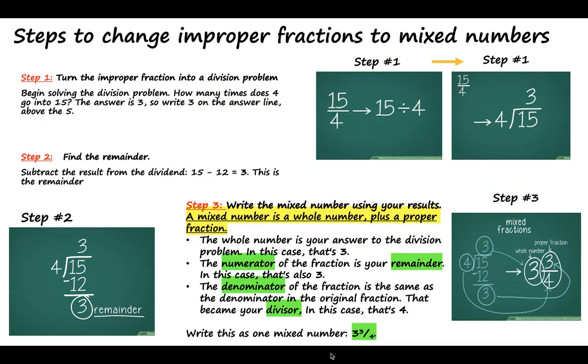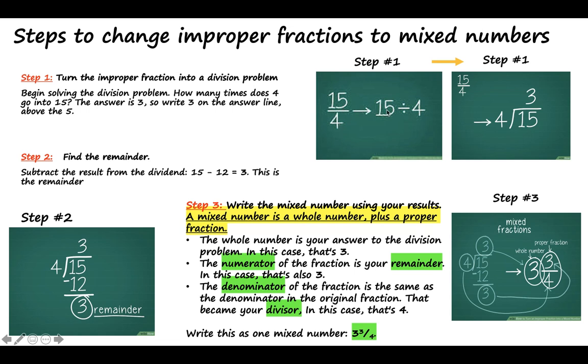So here are the steps. And I know it looks a little confusing, but it's okay. We've got this. So here's step 1. It says turn the improper fraction into a division problem. So really what it says is 15 as your numerator with that line over a 4 as your denominator. Well, that line is actually a symbol for the word divide. So really what it's saying is 15 divided by 4.